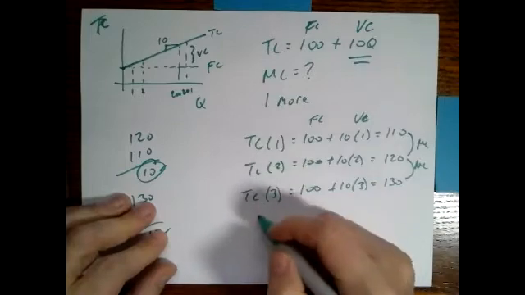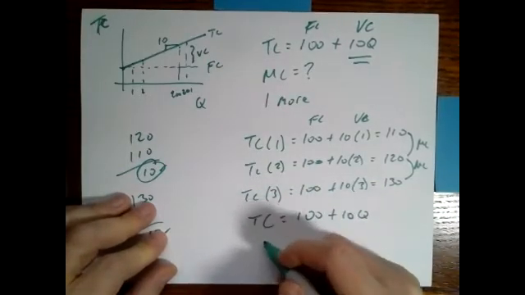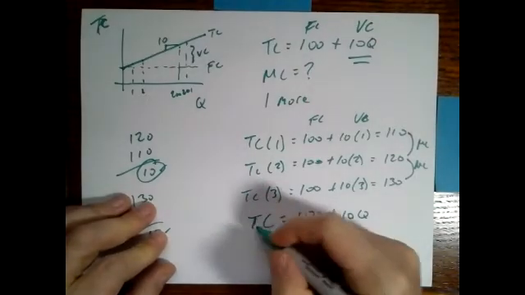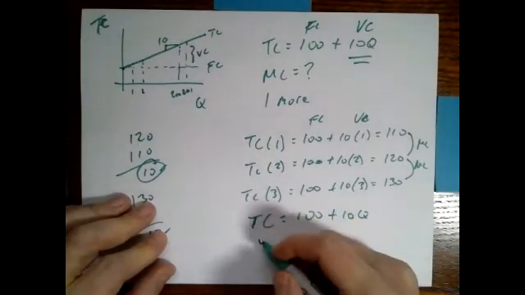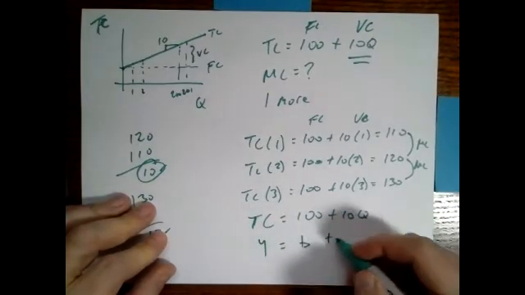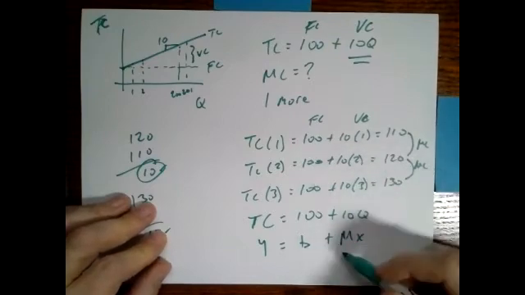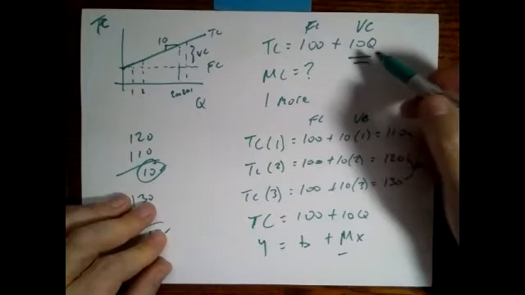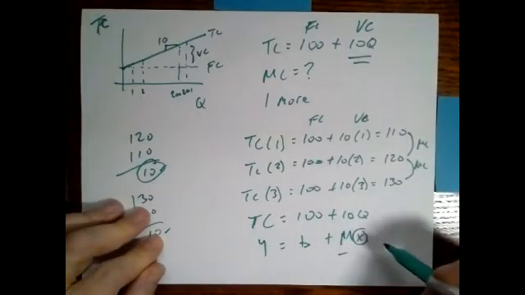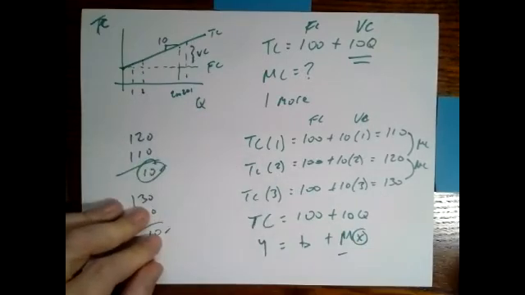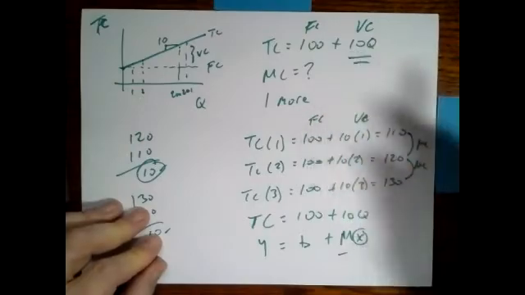So if we said, all right, let me just write that back down here, 100 plus 10Q, right? That falls into your basic slope intercept format of y equals b plus mx, right? Where m is the slope. So you can really just kind of eyeball this equation and say, oh yeah, the slope is 10, right? Because it's the constant that's associated with the variable that's on the x-axis. So in this case, Q is the x-axis, so the slope is always going to be 10.